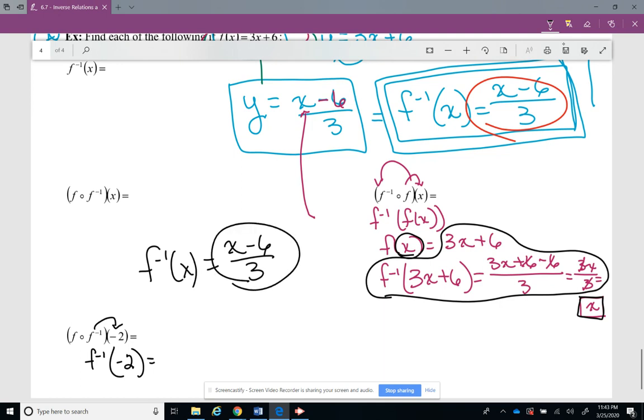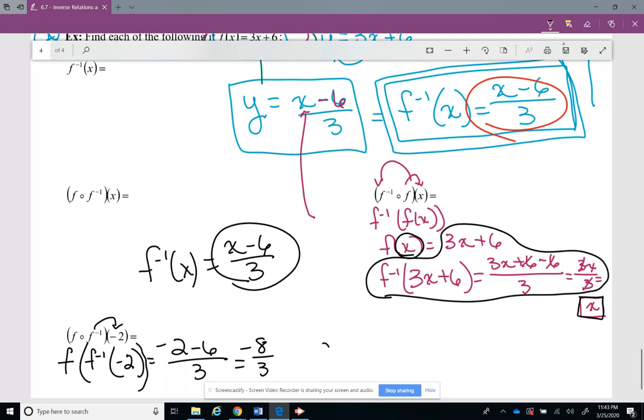Okay, so that's where I have to put the -2. So -2 minus 6 over 3 is -8 over 3. Now I have to take what I get with that and put it into the function.